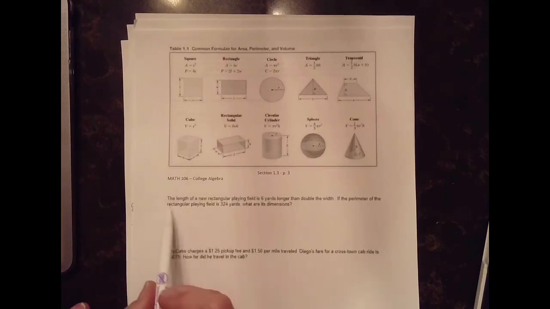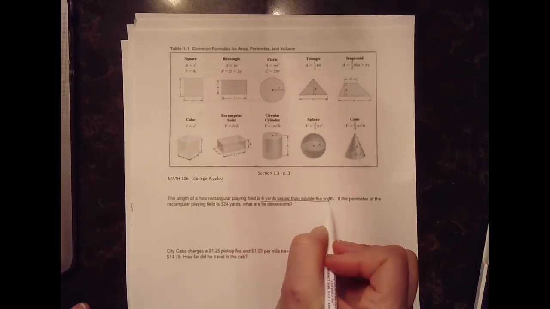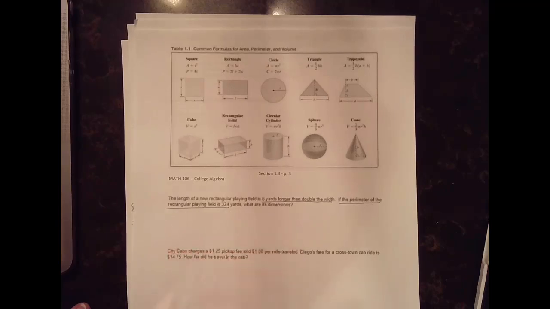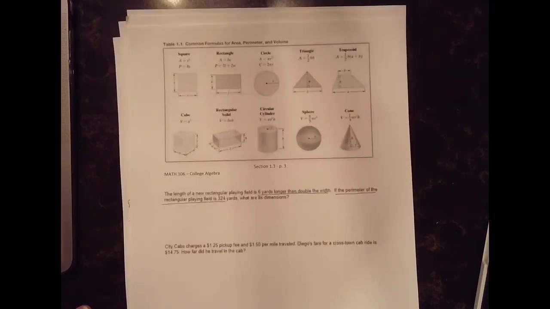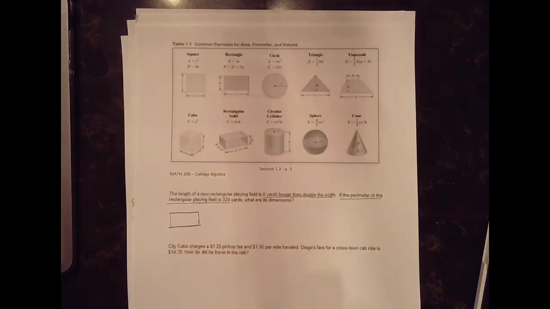So in this one it says the length of a new rectangular playing field is 5 yards longer than double its width, and the perimeter of the rectangular playing field is going to be then 324 yards. What are the dimensions? So I'm going to start off with just a rectangle because that's what my playing field is.